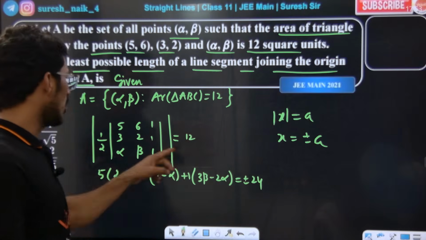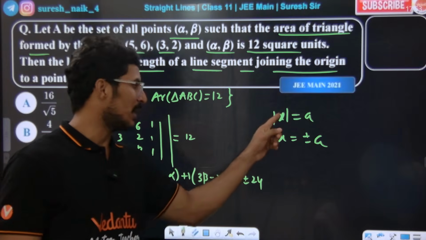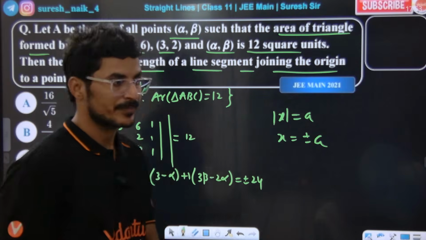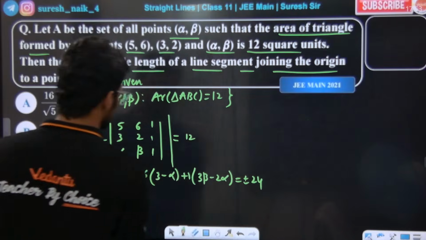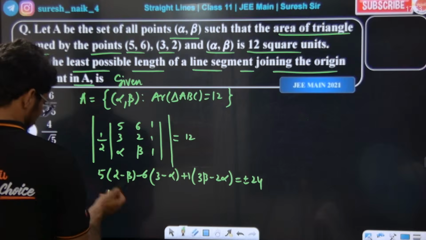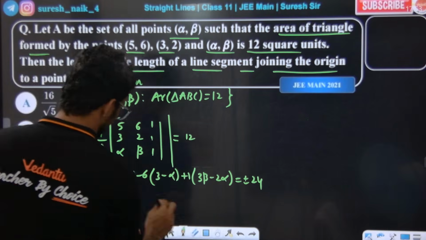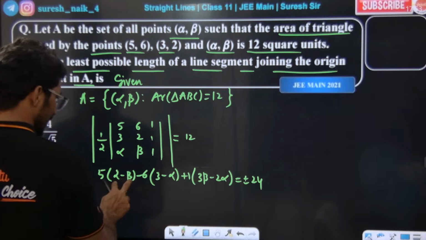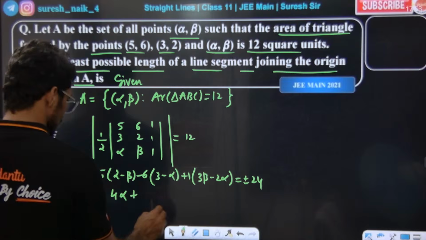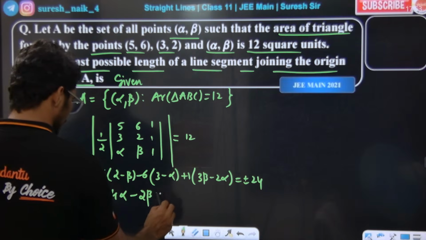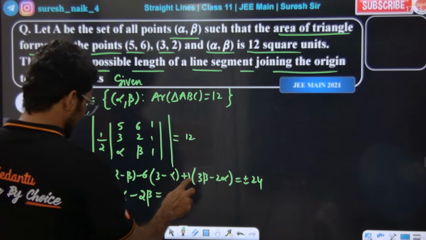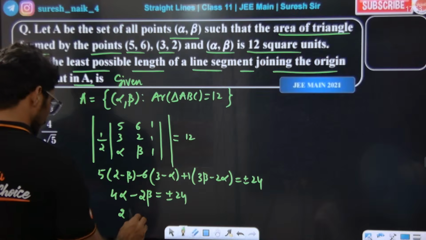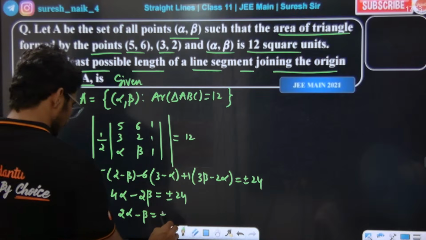That's why 24. When removing the modulus and shifting it to the other side, you need to write plus or minus. Correct or not? Simplifying directly: 6 alpha minus 2 alpha is 4 alpha, minus 5 beta plus 3 beta is minus 2 beta. So 4 alpha minus 2 beta is plus or minus 24. Taking 2 common, we get plus or minus 12.